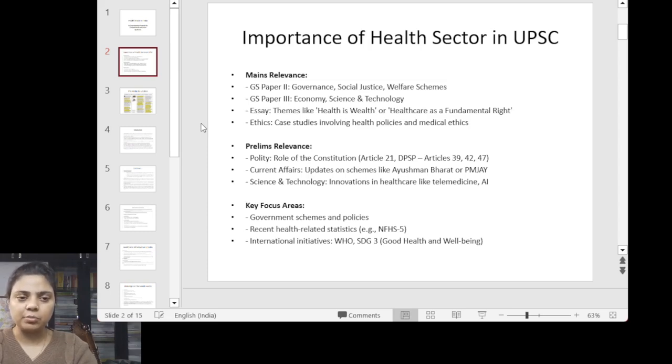And if you guys could remember this article, well and good. If you cannot remember, I request you to go and look at your notes or your Lakshmikant if you are referring to it, or if you're referring to your Bare Act book, go and refer to it. If I talk about current affairs, whatever scheme would be in the news, you have to focus on it, especially related to the health sector.